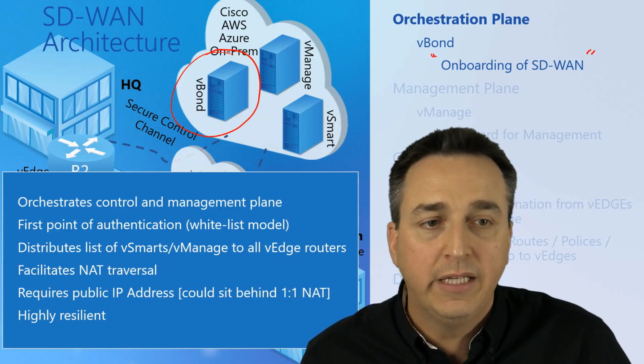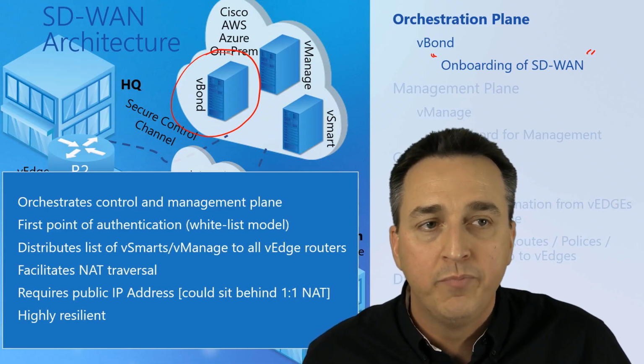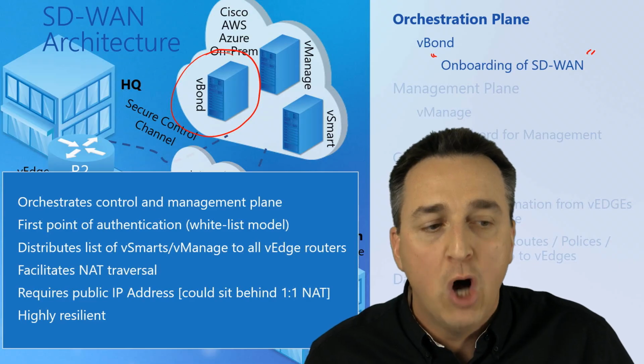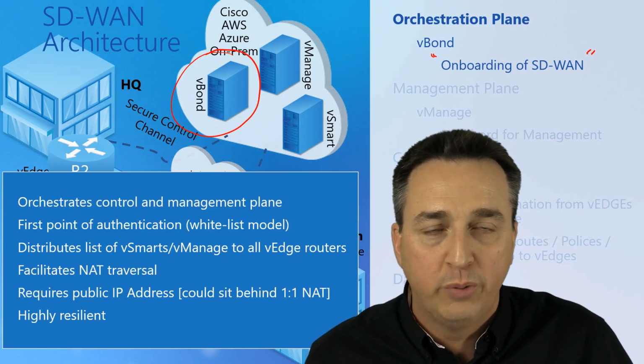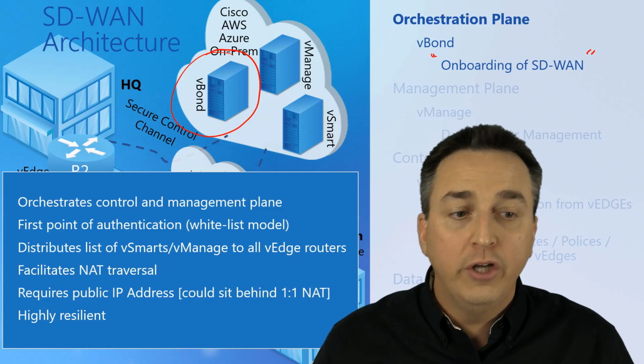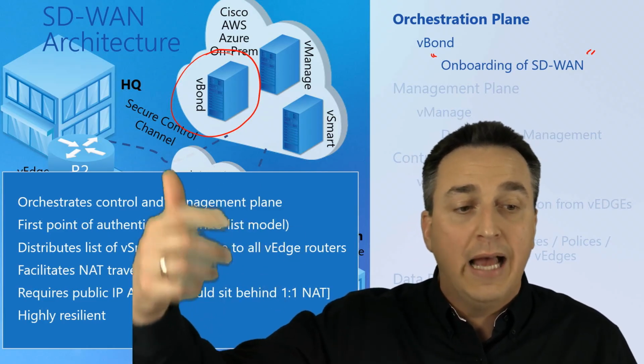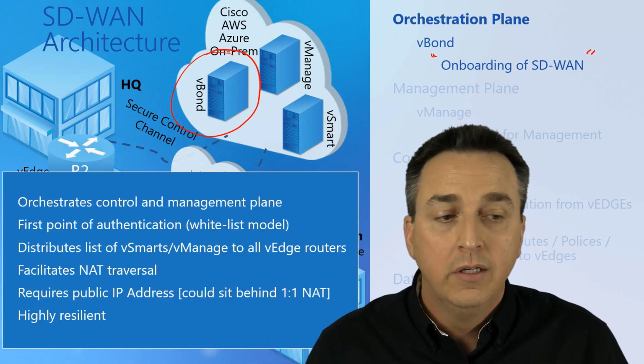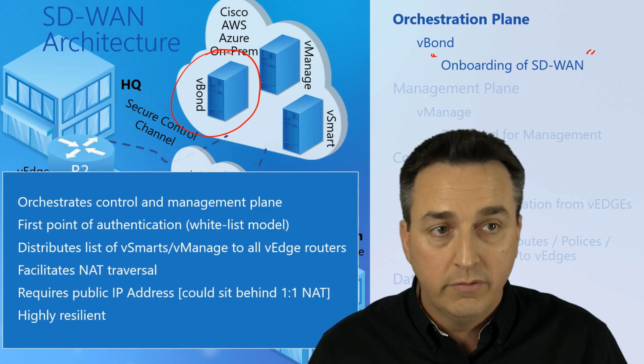Right? Key things to keep in mind, key things to remember when it comes to your vBond device, the orchestration plane. So yeah, in your on-prem data center, you can set up your vBond, right? Or you could set it up in Cisco, AWS, Azure, and what are we setting up? We're setting up a server that has the ability to do the orchestration for us.